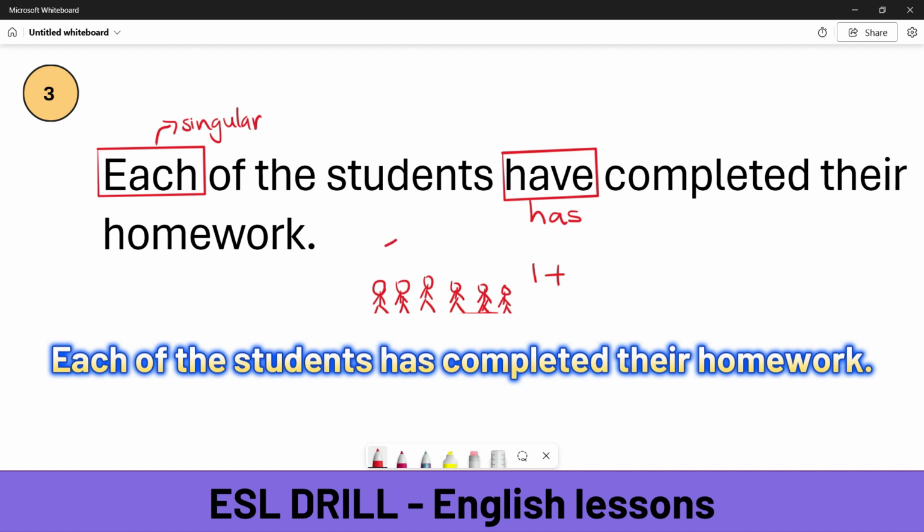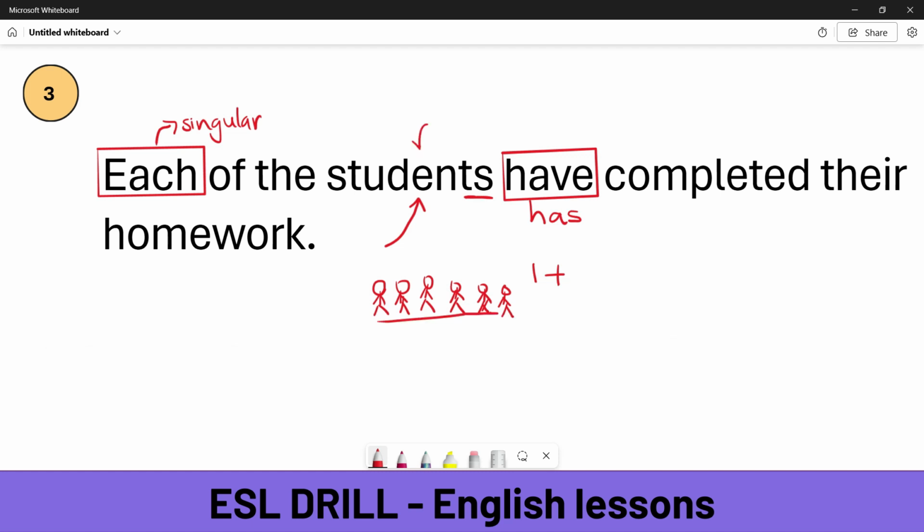We usually get carried away by this word. It looks like a plural one, but it's not the subject here. The subject here is each. Each of those students. We are talking about one individual person at a time. Okay, so that is the right sentence. "Each of the students has completed their homework." Of course, "their" is common in modern English, but you can also say "his or her homework." Okay, let's move to the next one.